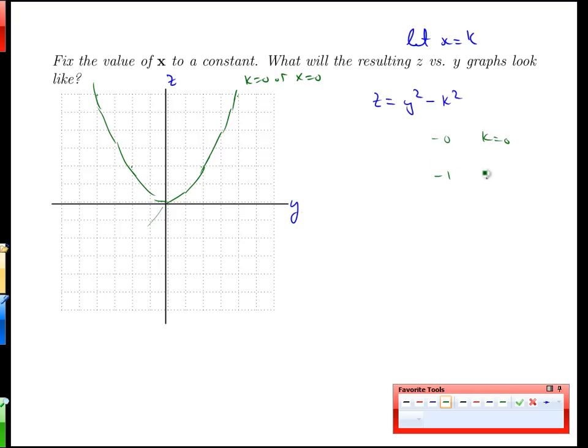If we had k equals 1, then we would be subtracting 1. What would that look like? It'd be the same graph, just shifted down by 1 everywhere, like so. That's k equals 1. And if we had k equals 2, we'd see it shift down quite a bit. It'd be minus 4, so it'd be down here. And it's also worth noting that those would apply as well if my x values were positive or negative.